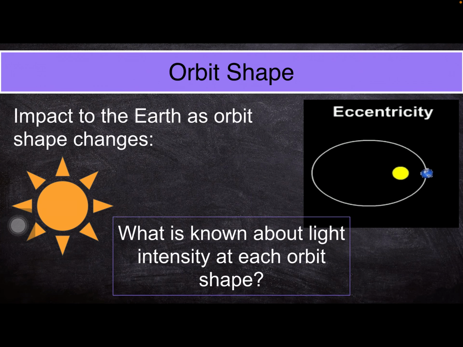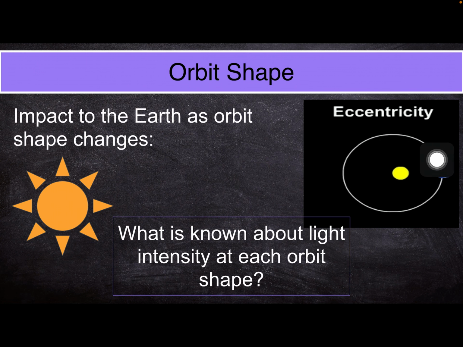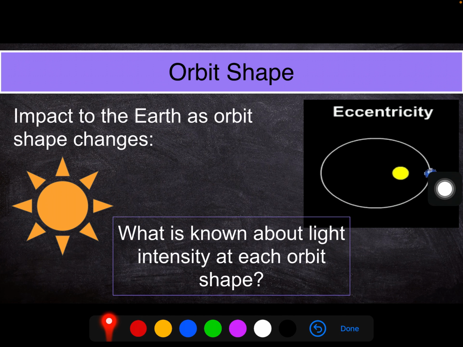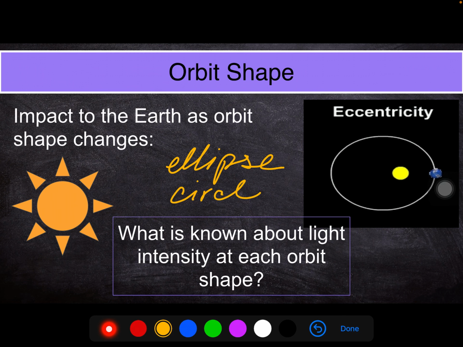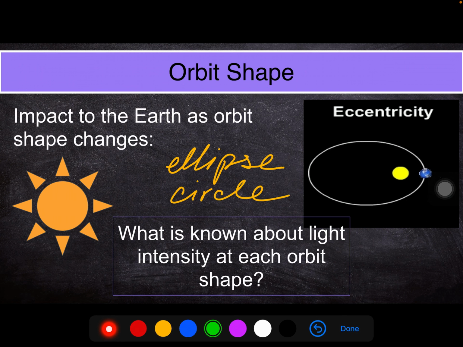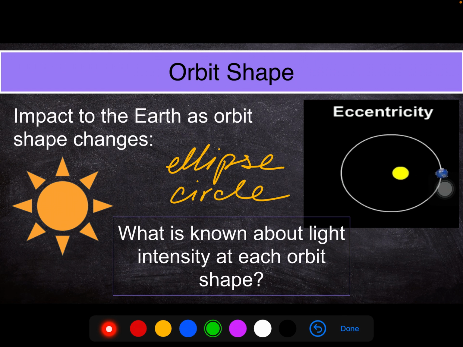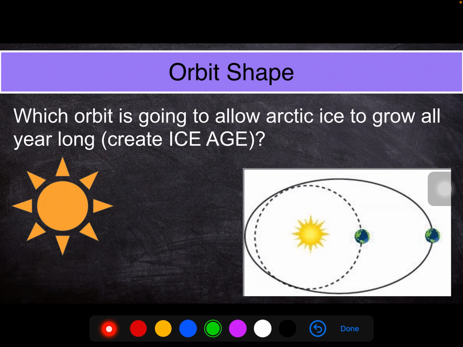Okay, we know that the orbit can change shape, right? It can stretch between this elliptical shape and the oval, or excuse me, the circle shape. So we know, one, that's the first part, right? The changes that the orbit can go through, circle to ellipse and back. But what do we know about the impact then? So we're looking at how can the seasons be different because of those orbit shapes.